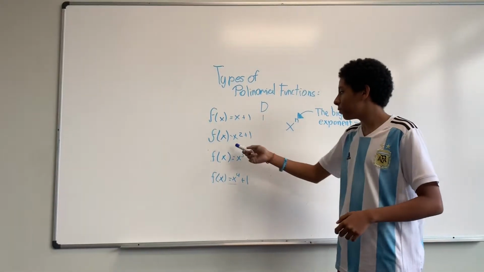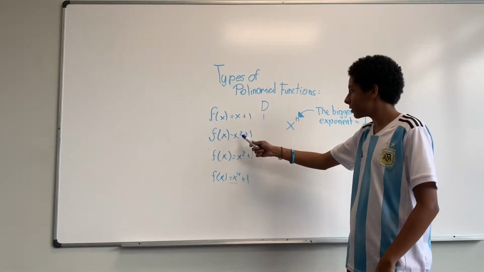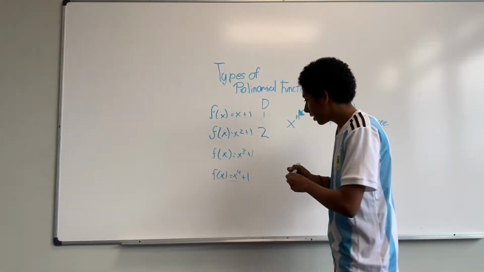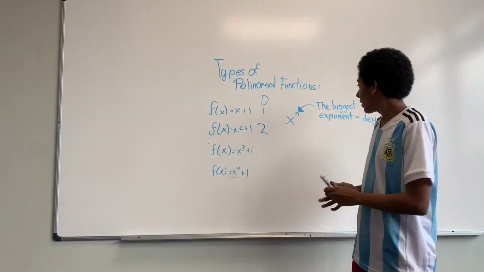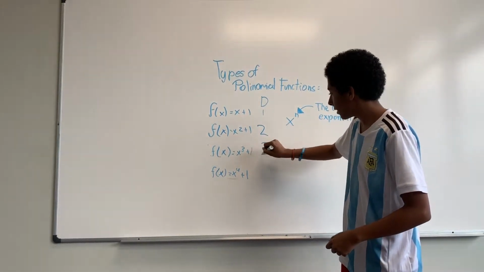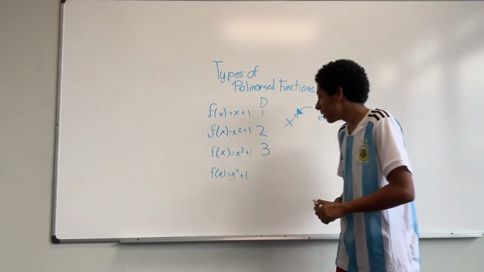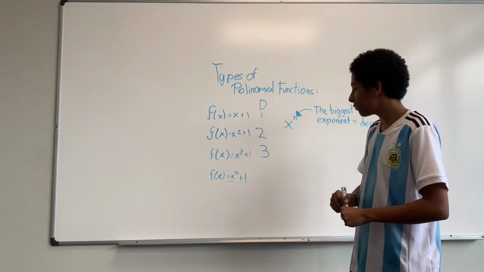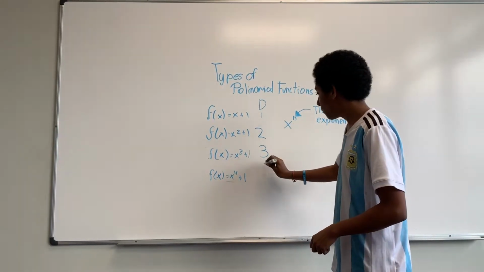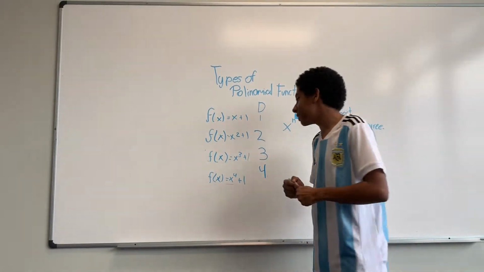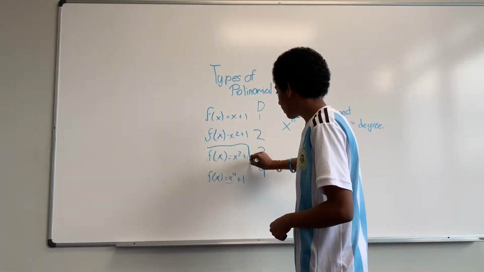In the second example, we can see that the biggest exponent of x is 2. So this one is degree 2. On the third example, the biggest exponent of x is 3. So we can say that this function is degree 3. And on the last example, the biggest exponent is 4. So this polynomial function is grade 4. In this project, we are going to talk specifically about polynomial functions of the third degree.